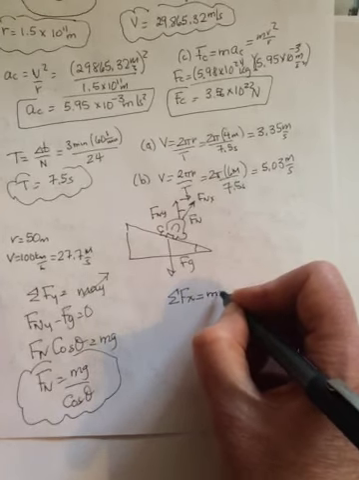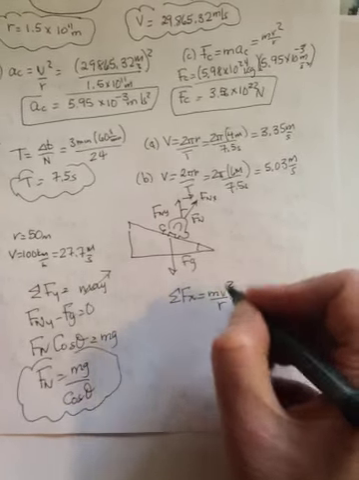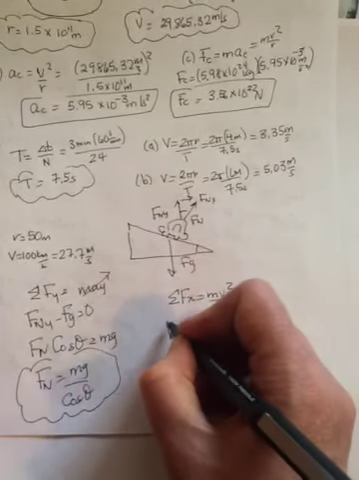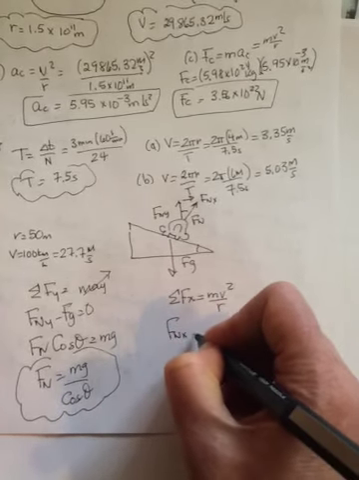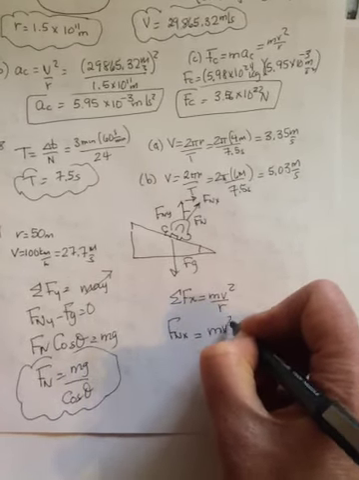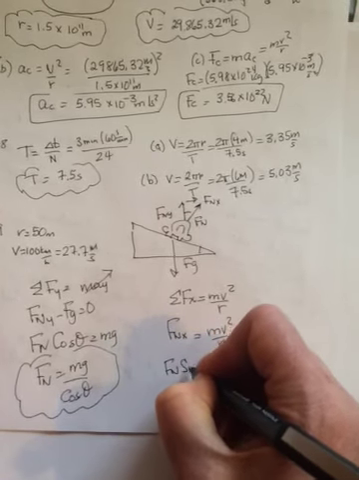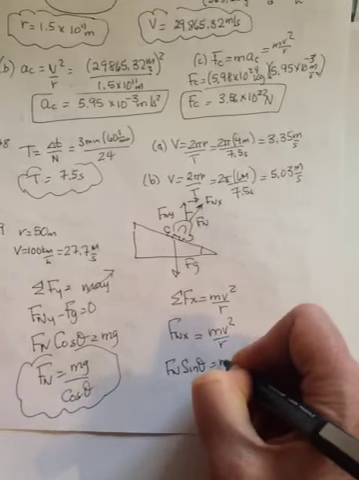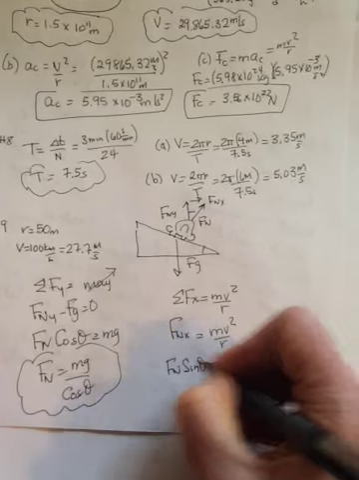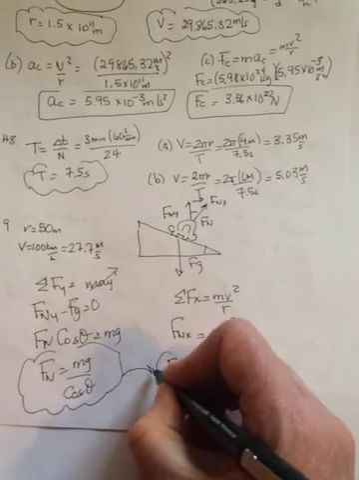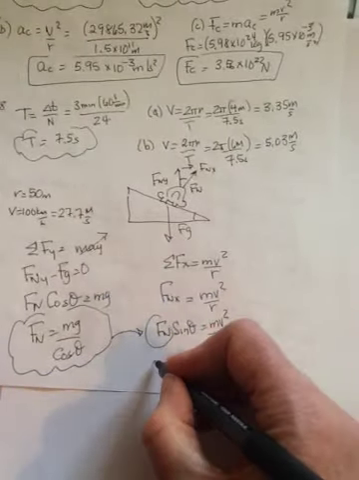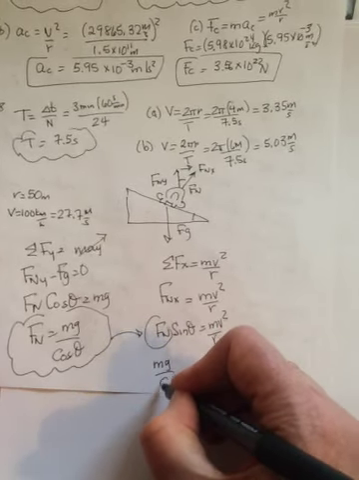And in the x direction, it'll be mv squared over r. It's centripetal. And the only force in the x direction is Fnx. So Fnx is equal to mv squared over r. Fnx is really Fn sine theta equal to mv squared over r. Where the Fn is, sub in your mg over cos theta.